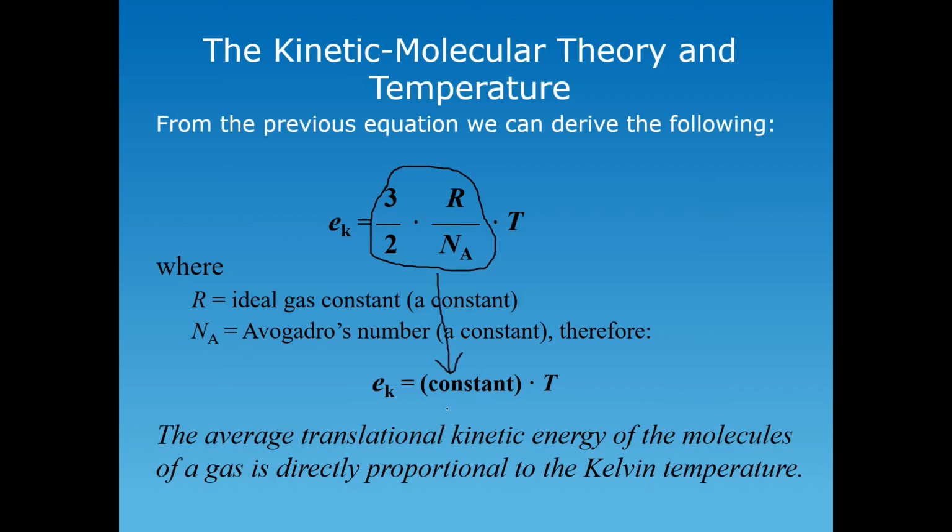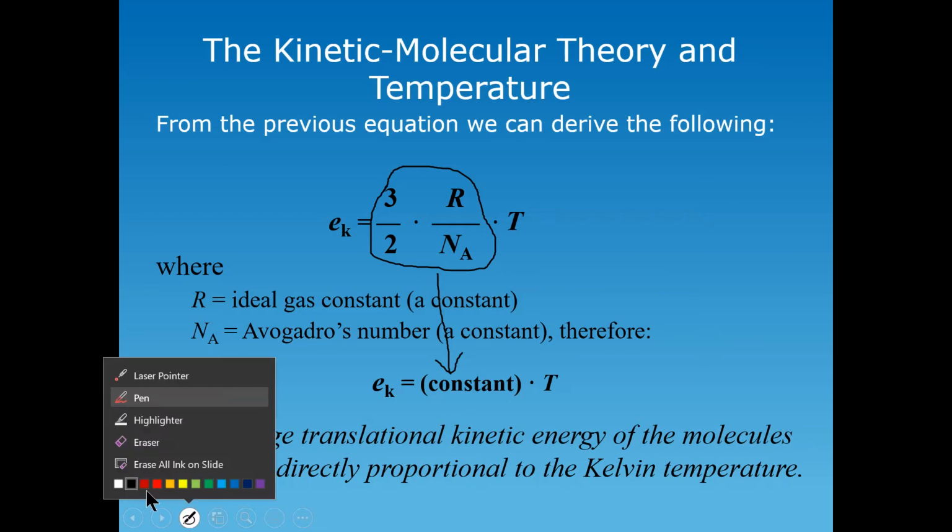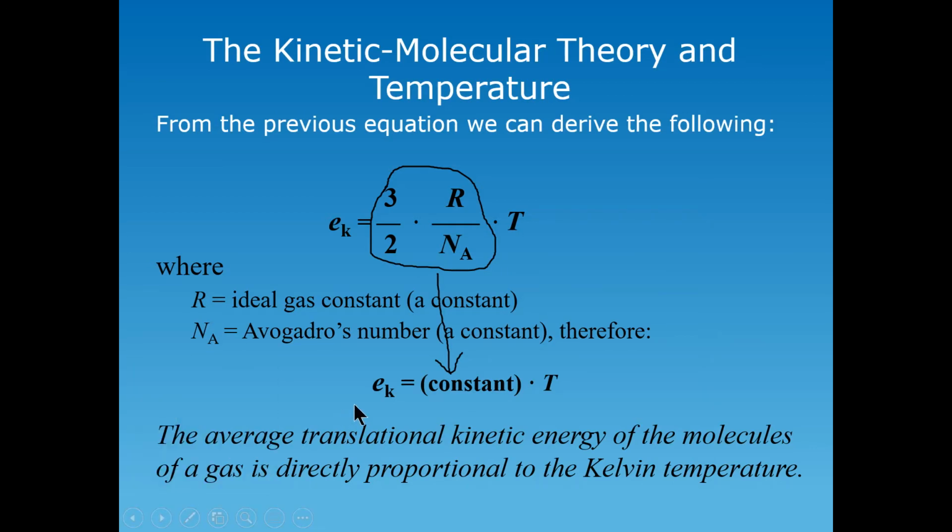So therefore, we can say that the average kinetic energy is equal to a constant times the temperature in Kelvin. So what this tells you is that the average kinetic energy of the molecules is directly proportional to the temperature expressed in Kelvin, all right? So that's basically it as far as a quantitative description of the kinetic molecular theory.